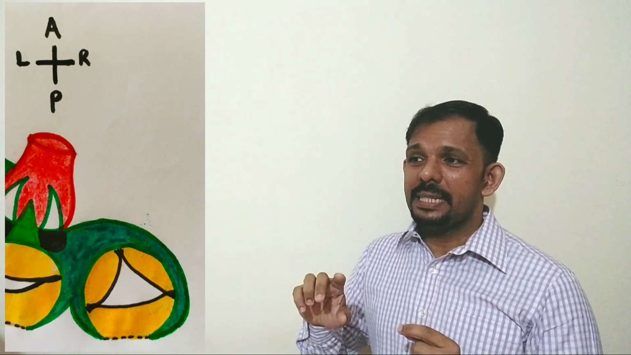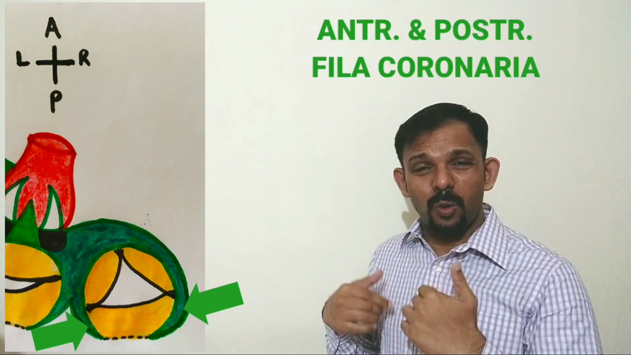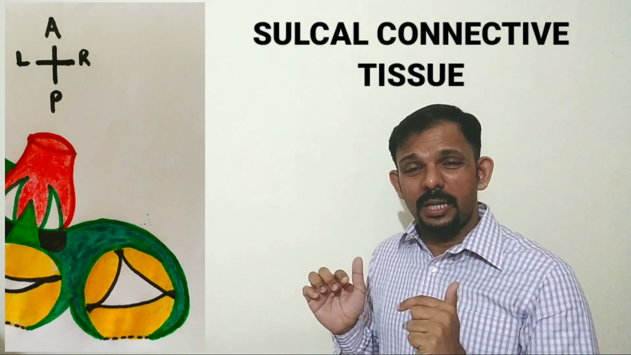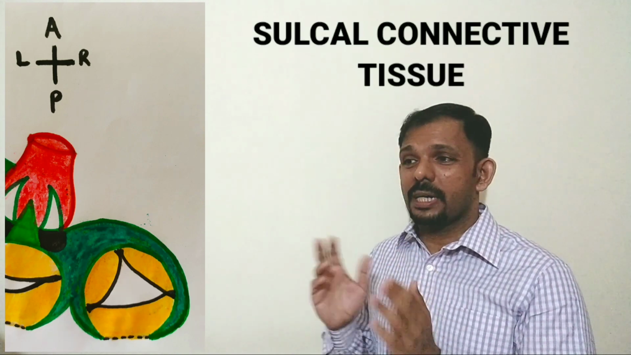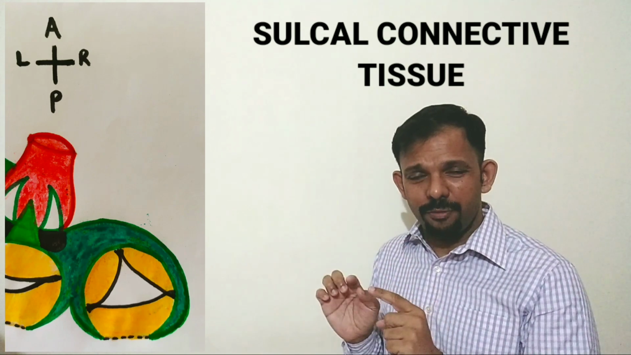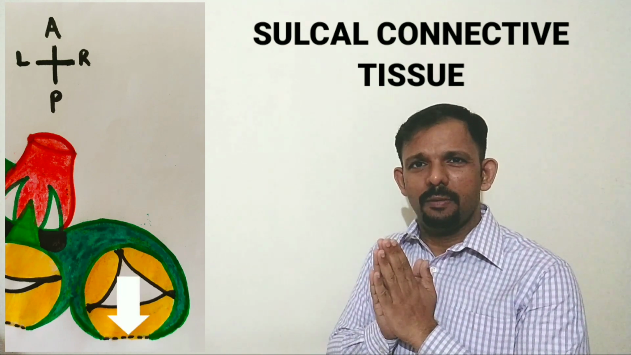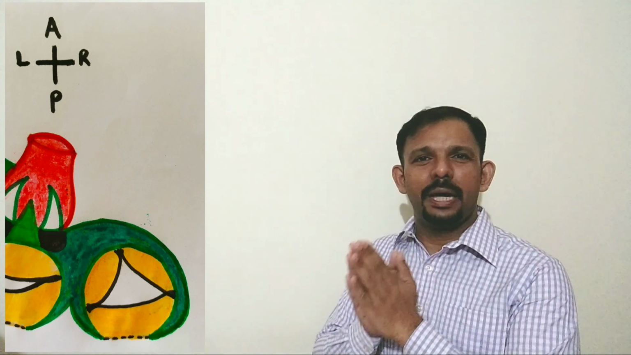Then you have the anterior and posterior phyla coronariae of the tricuspid over there, plus the weak sulcal connective tissue which connects the free ends of the phyla coronariae of the tricuspid valve. These are the components of the tricuspid annulus.